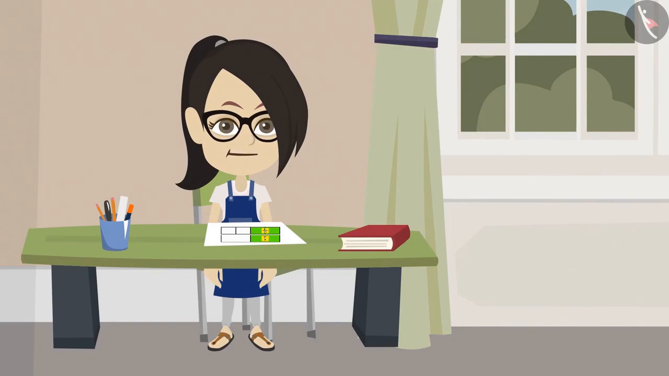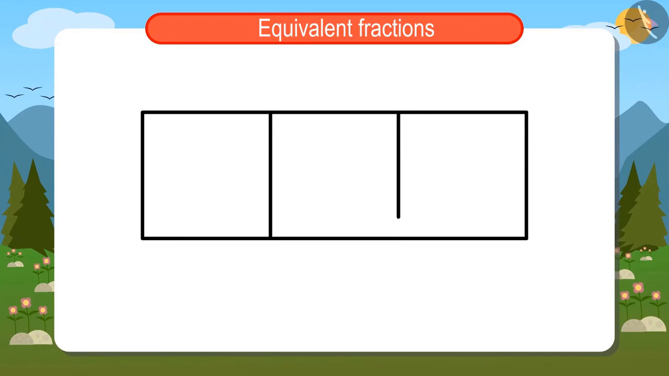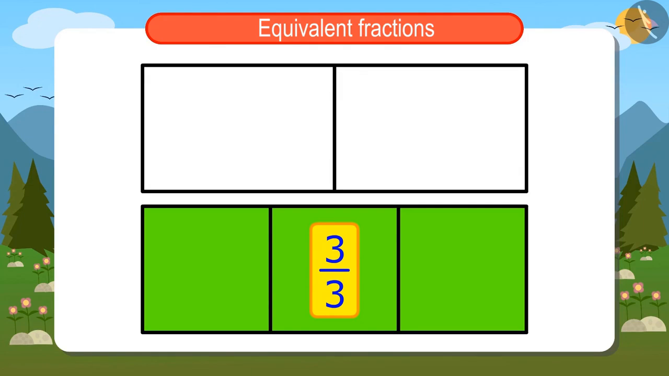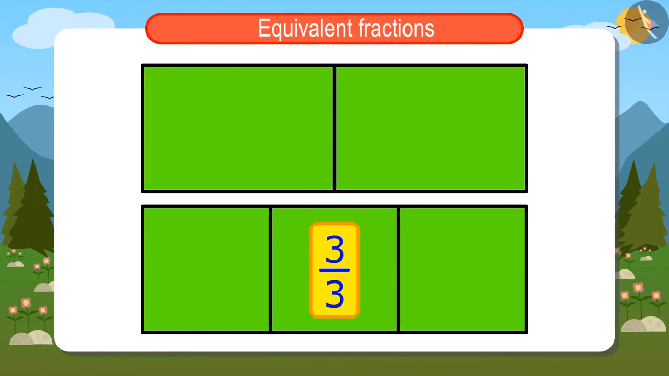For 3 upon 3, I have to divide this rectangle into 3 equal parts. Now 3 of these 3 parts will represent 3 upon 3. Now to show the 2 upon 2, I will make 2 equal parts of this rectangle, and these 2 parts will show the 2 upon 2.